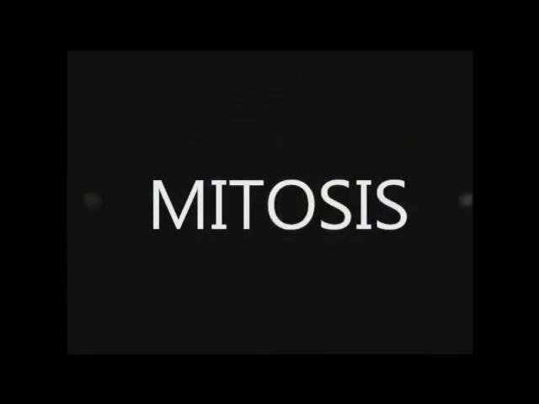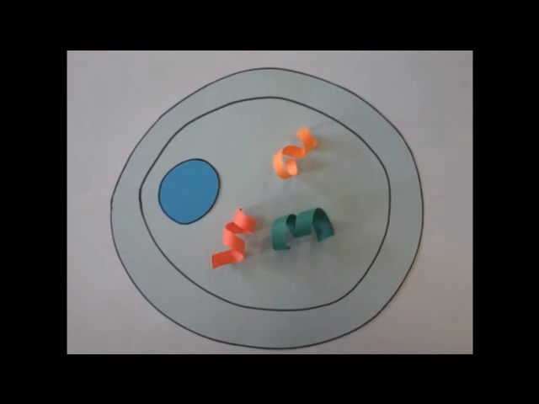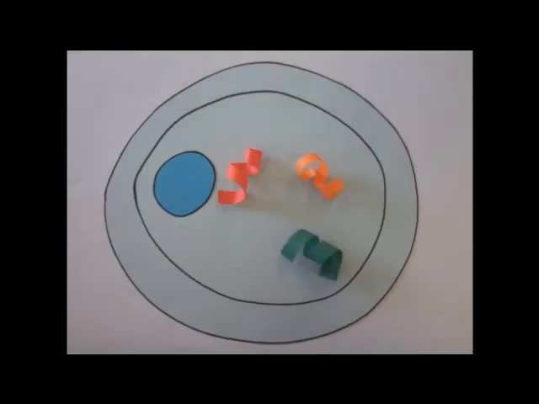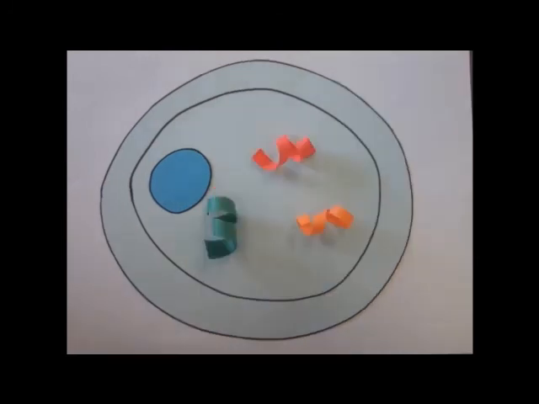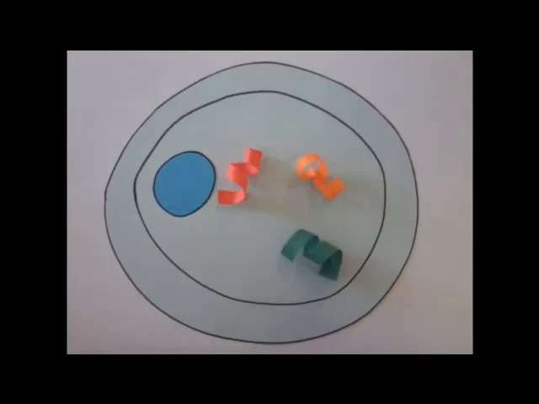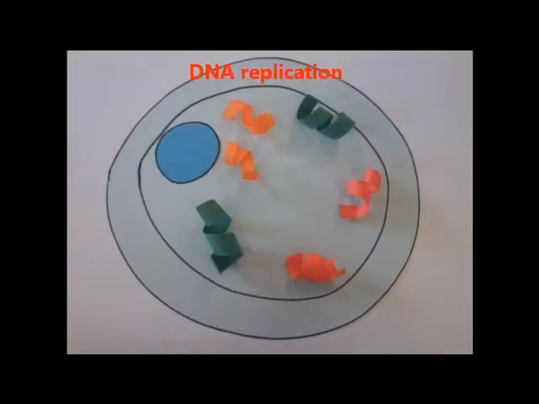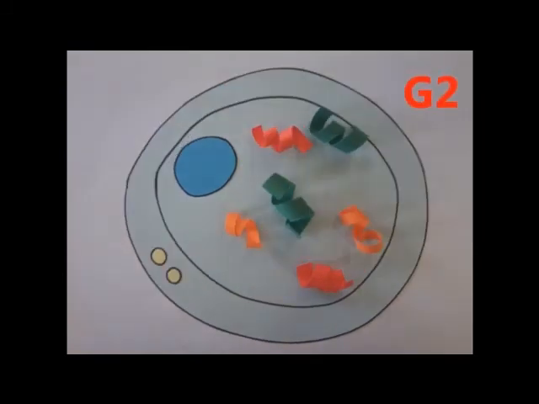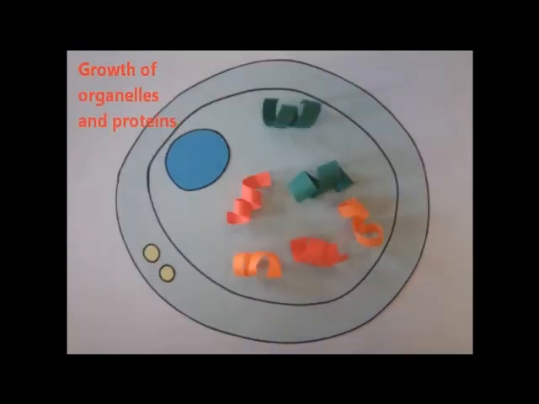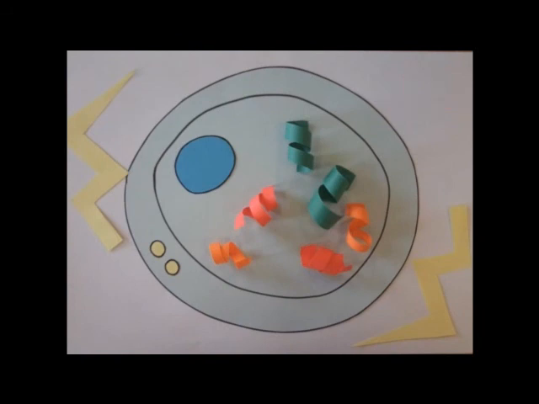Let's take a closer look at mitosis. The first phase is interphase, which consists of three phases, G1, S and G2. G1 is where the organelles and protein synthesis occurs. S phase is the main phase of DNA replication. And G2 is where the organelles continue to grow and also proteins needed for mitosis, and the ATP or energy stores increase.